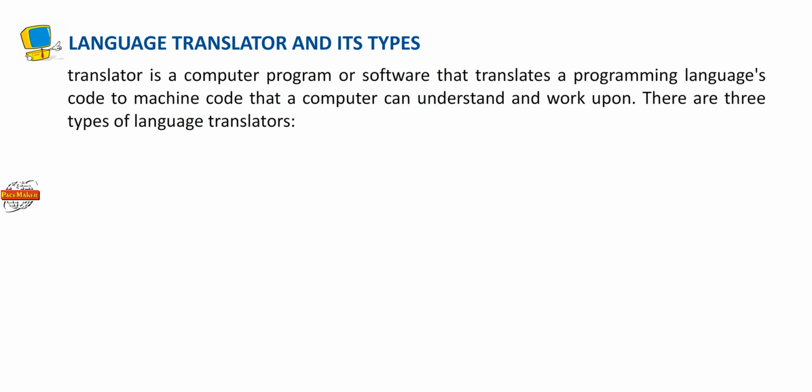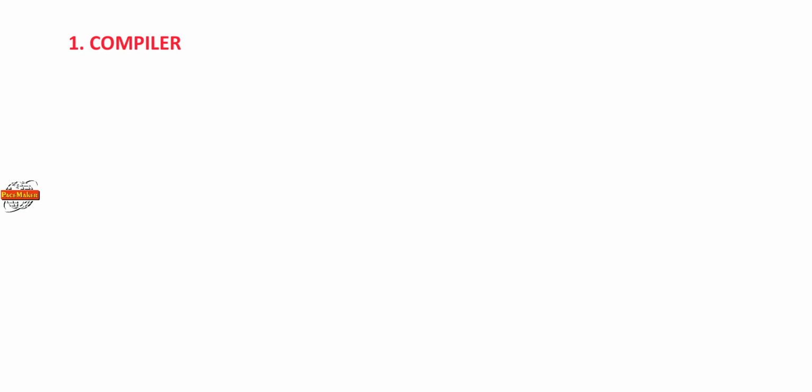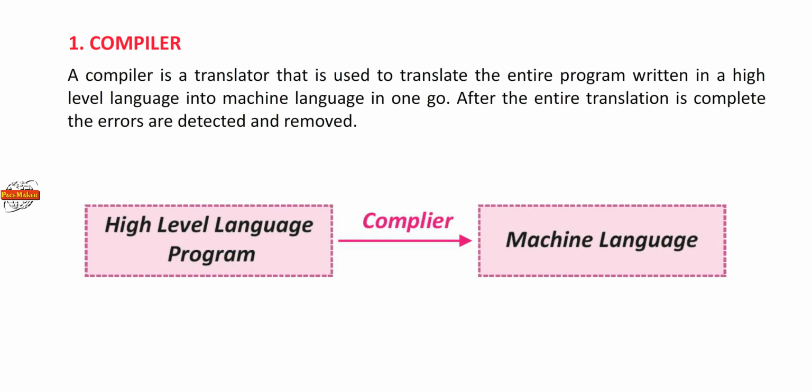Language translator and its types. A translator is a computer program or software that translates a programming language's code to machine code that a computer can understand and work upon. There are three types of language translators. Compiler. A compiler is a translator that is used to translate the entire program written in a high-level language into machine language in one go.